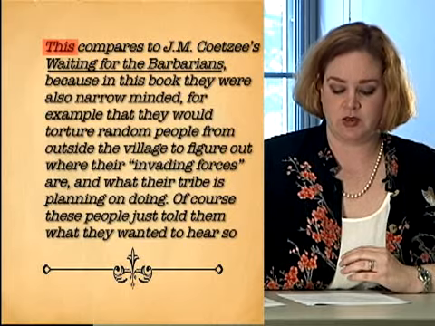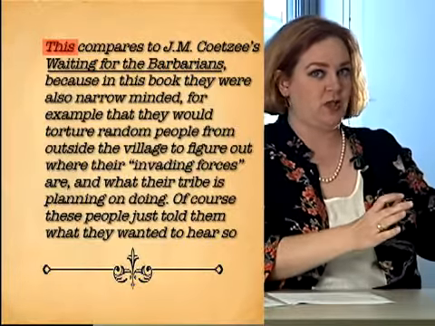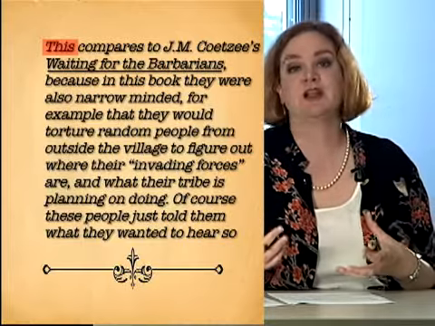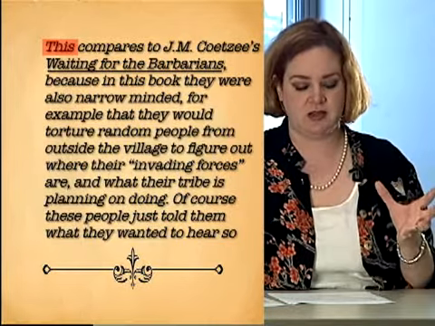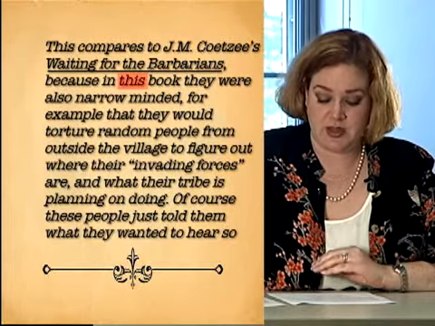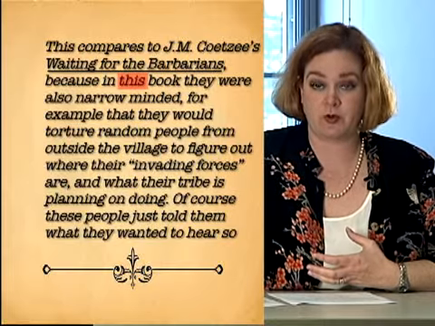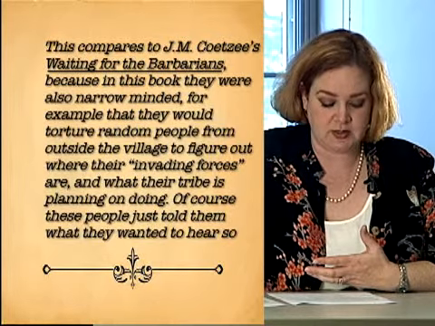The author of this particular paragraph is making a lot of assumptions and a lot of jumps in terms of what the reader is going to be able to connect from one thing to the next. So, first of all, this compares to J.M. Coetzee. This is again referring to several ideas that came before, so clarify for the reader, what is this? And the second, this, because in this book, it's fine. This refers to book, and the book we're referencing is Waiting for the Barbarians.